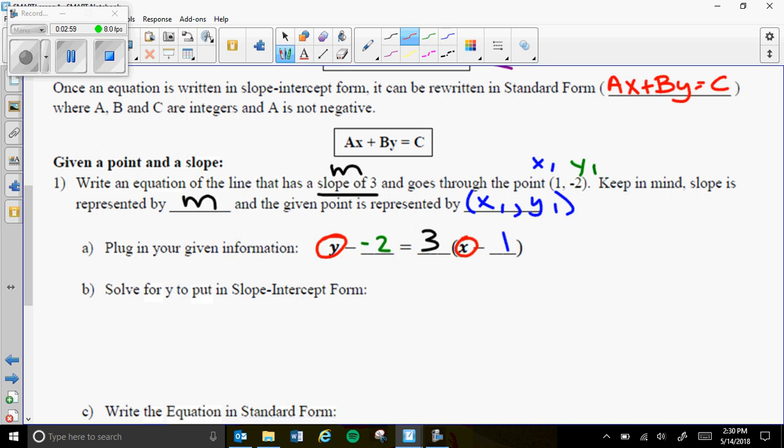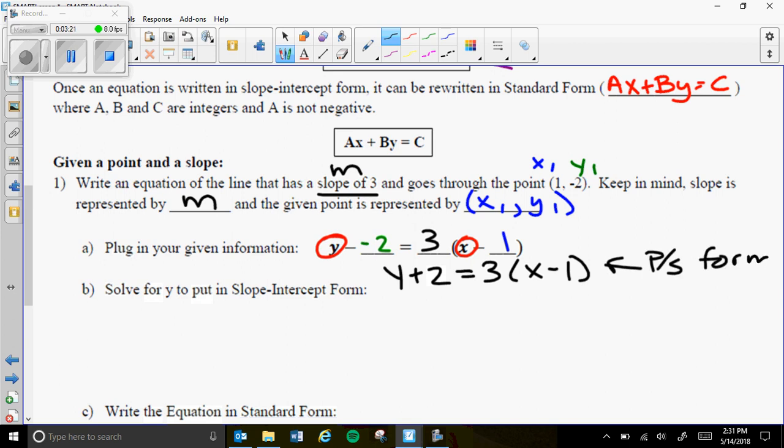Alright, so now we're going to simplify this. Minus a negative, y minus negative 2 becomes y plus 2 equals 3 parentheses x minus 1. There's nothing else I can do with that. And once you're done with this step, you are done writing in point-slope form. Don't distribute. We are done writing in point-slope form. So this is it. Don't distribute. You're not solving for y.